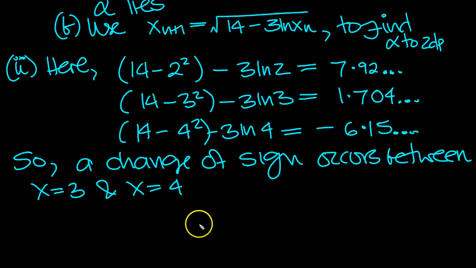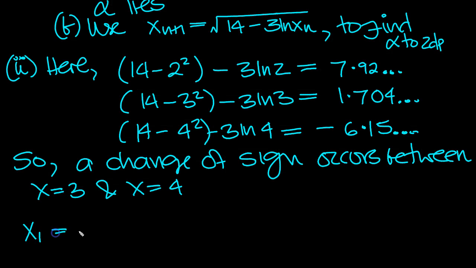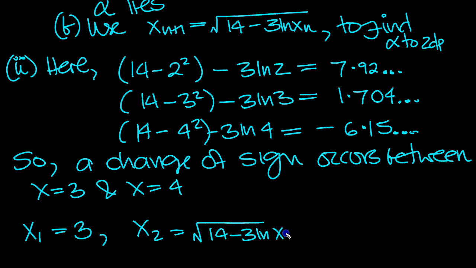So let's find alpha to 2dp. So we'll take x0 or x1. Let's just look back at the question, see how it's written to be absolutely sure. With a starting value, so let's try x1 and work from there. So x1 is equal to 3, and then we want to find out the other values, don't we, according to this formula here. So x2 is equal to the square root of 14 minus 3 ln x1.